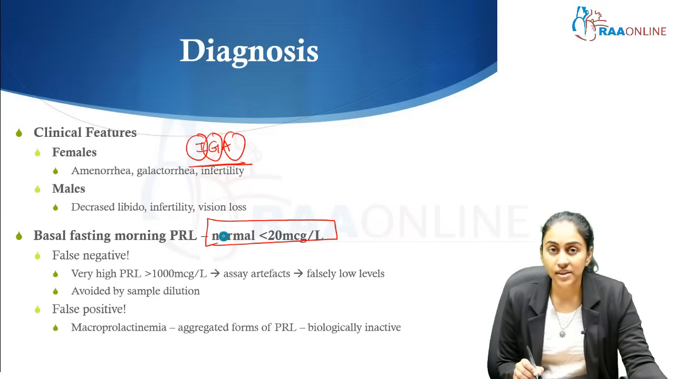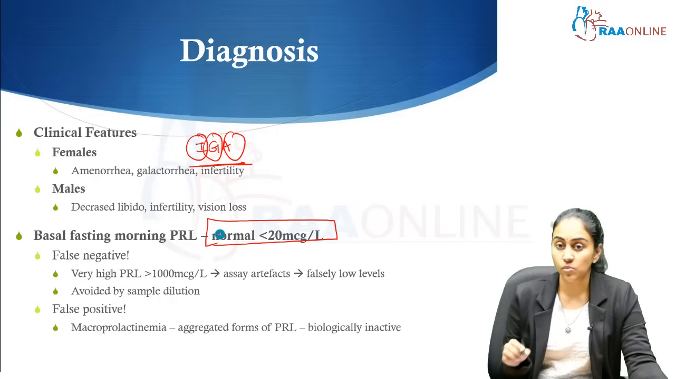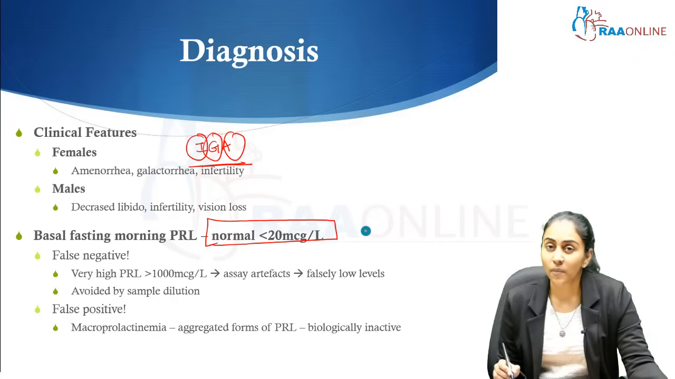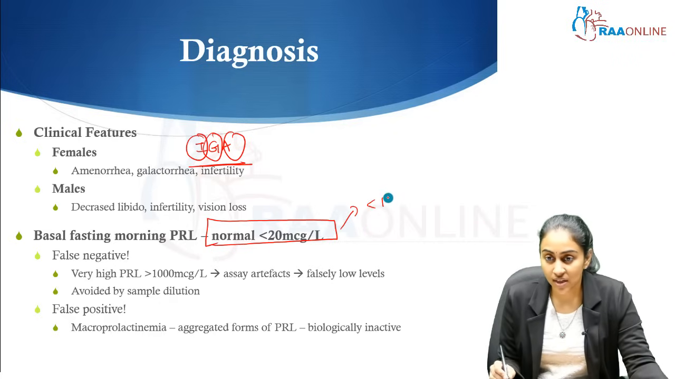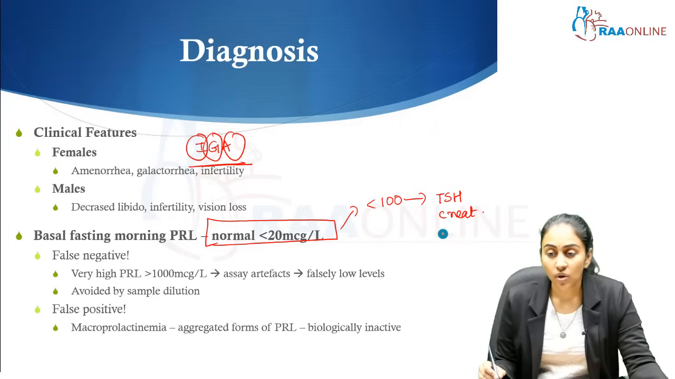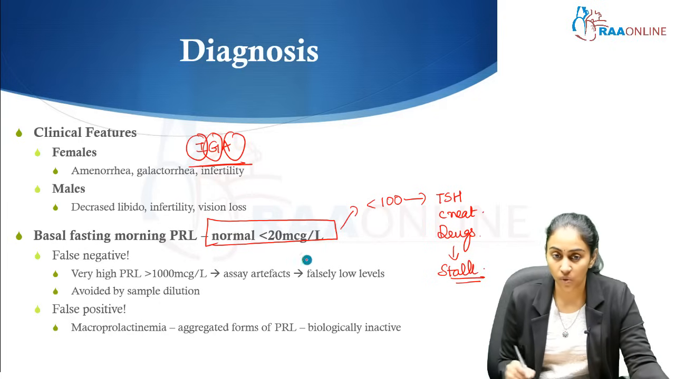If a basal fasting morning prolactin is more than 20 microgram per liter, then we have to look for other causes. More common ones are drugs and hypothyroidism. As long as it is less than 100, this is what you will do. You will check the TSH, could be hypothyroidism. You will look at the creatinine, could be renal failure, or you will look at the drugs, more commonly could be that. And finally, remember that it could also be stalk effect. So, look at the other pituitary hormones.